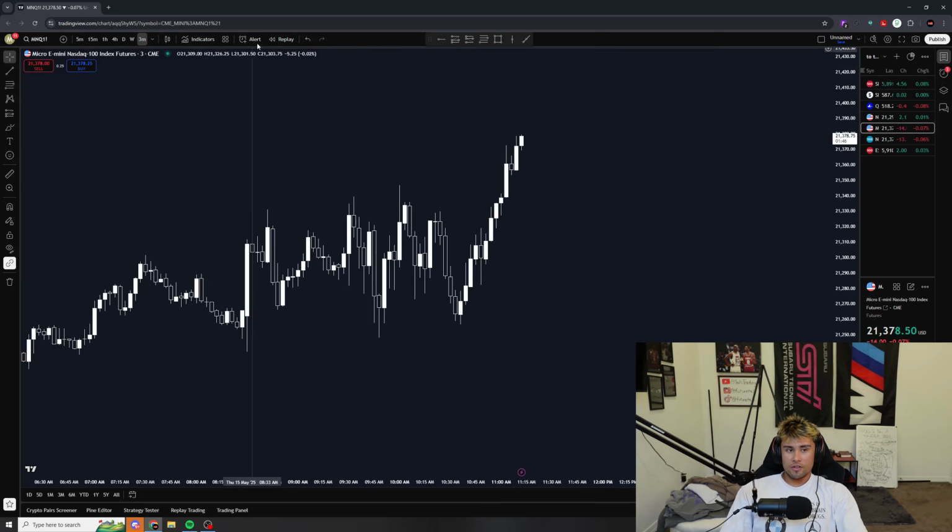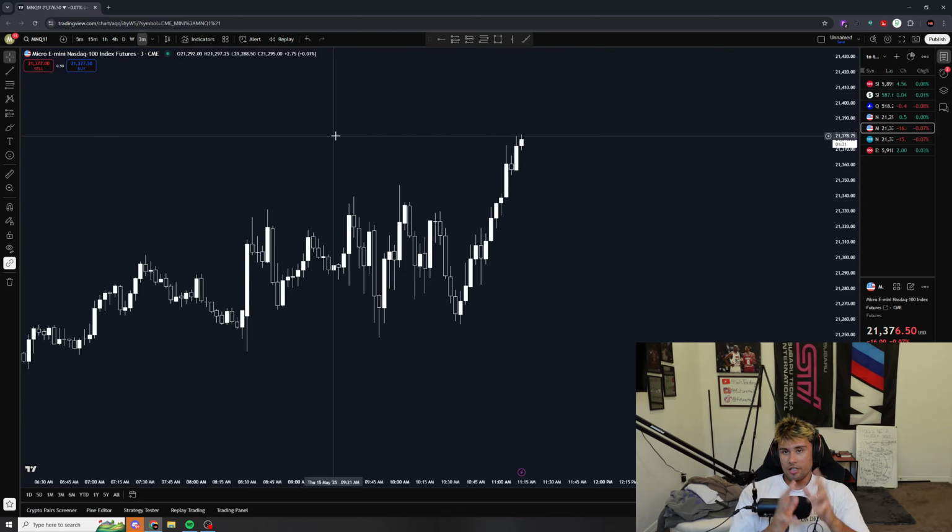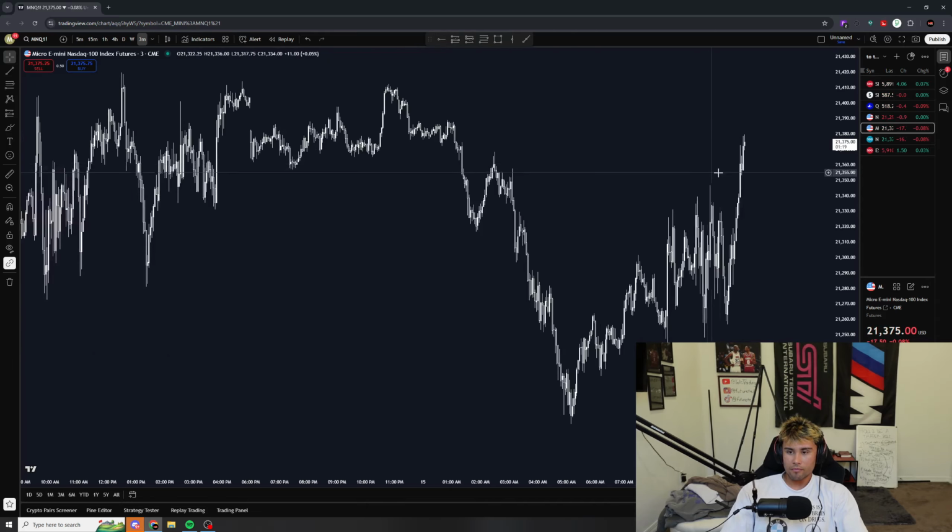What you're going to need on TradingView is the Essential plan. So if you click on your account right here, hover over that, and go to account and billing, you're going to need the plan that is called Essential. It's really cheap, like $12 a month or something like that. So not going to break the bank, no pun intended. It is absolutely essential. That is going to give you this replay feature right here.